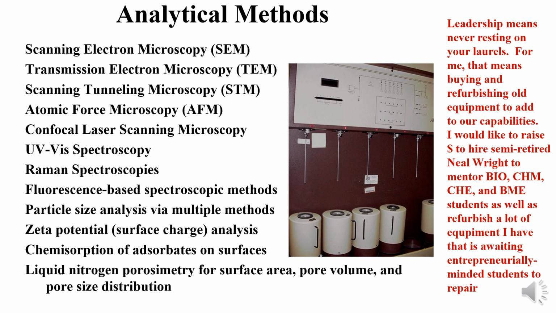In our nanotech minor, students get exposed to a wide variety of analytical methods: scanning electron and transmission electron microscopy, scanning tunneling and atomic force microscopy, confocal laser scanning microscopy for biological samples, UV-Vis and Raman spectroscopies, fluorescence-based spectroscopies, particle size analysis, and zeta potential analysis to measure surface charge on the nanoparticles. We then have chemisorption, where different molecules stick to the surface, as well as liquid nitrogen porosimetry to measure the surface area, pore volume, and pore size distribution.